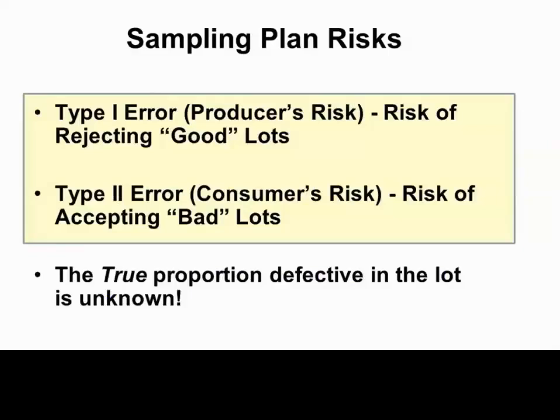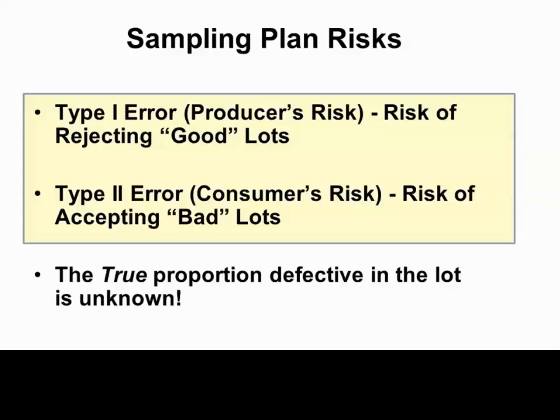On the other hand, type 2 error is the risk that I don't reject a bad lot. So it's a consumer's risk, because there's a chance I'm going to send out a bad lot to my customer, or to the consumers, and they're going to get poor quality. So it's a risk I'm putting on the consumer.